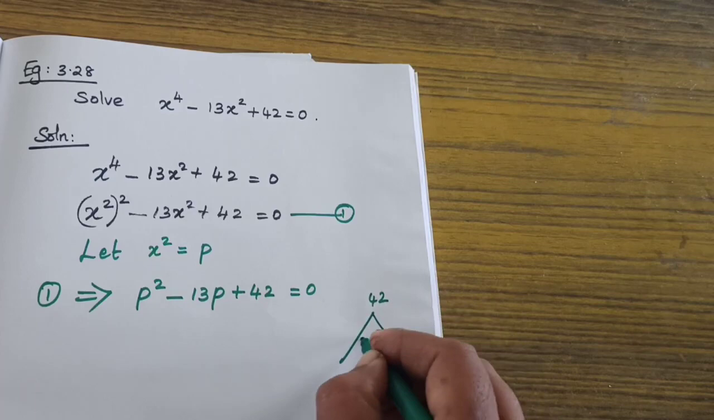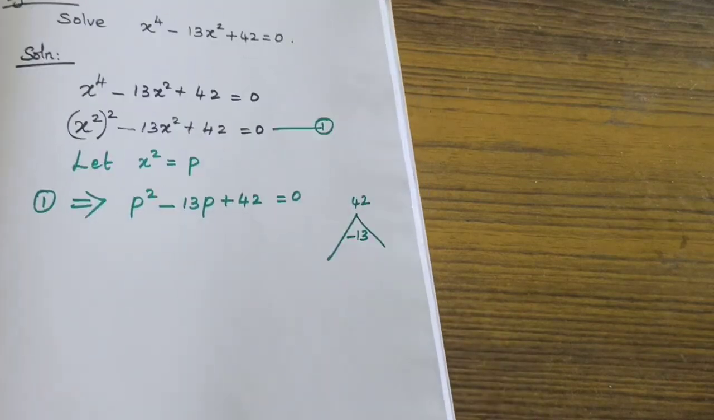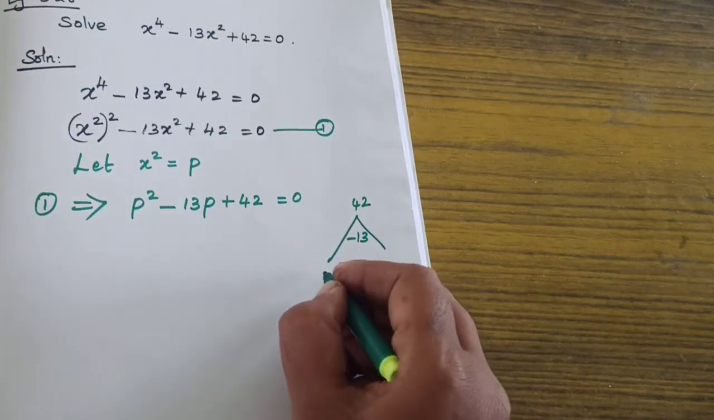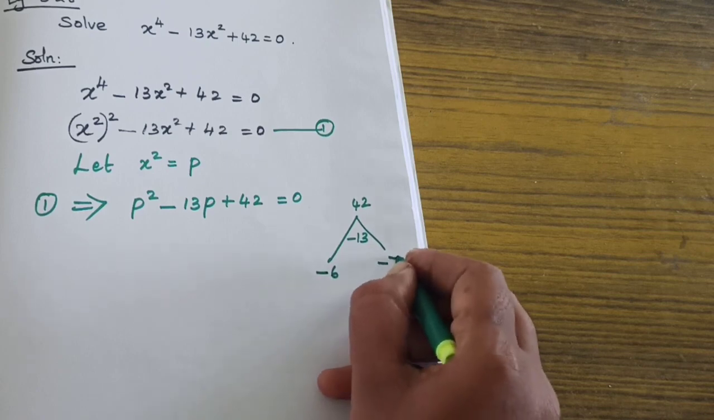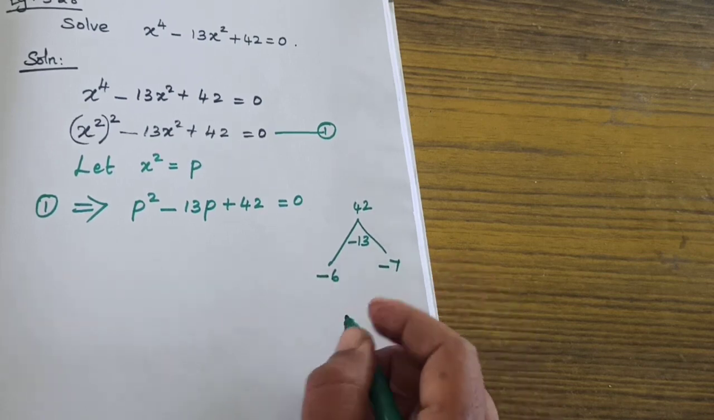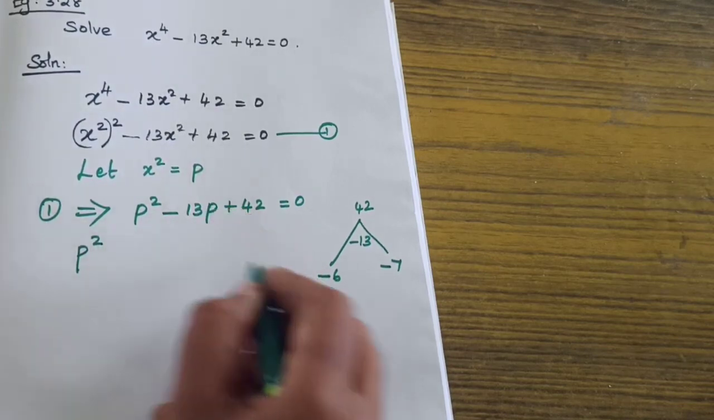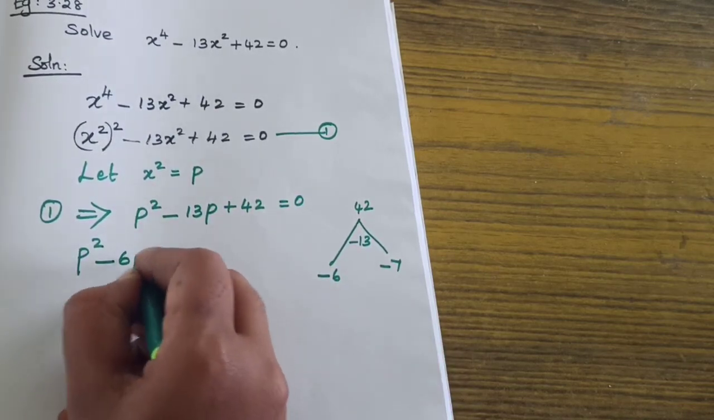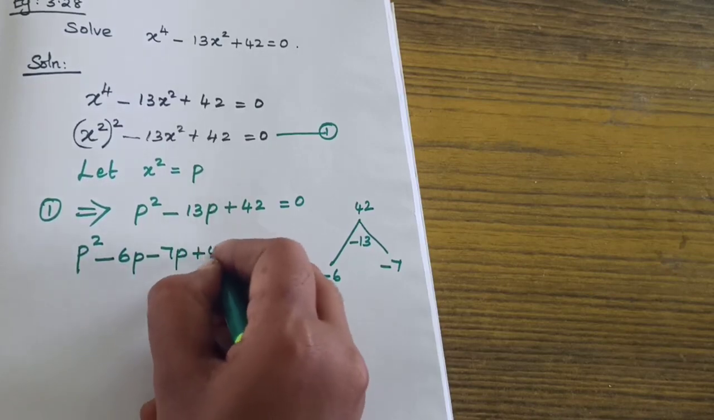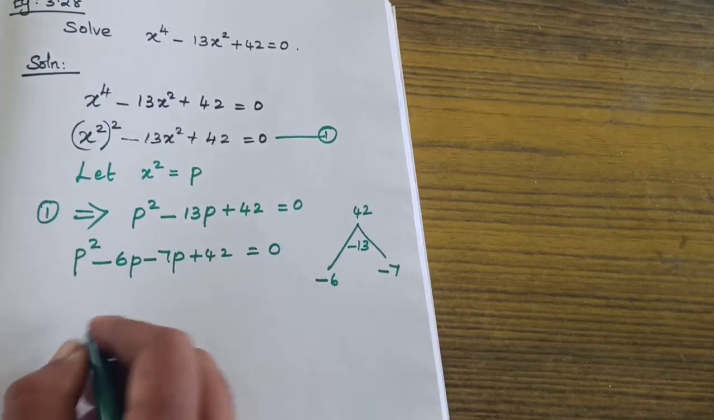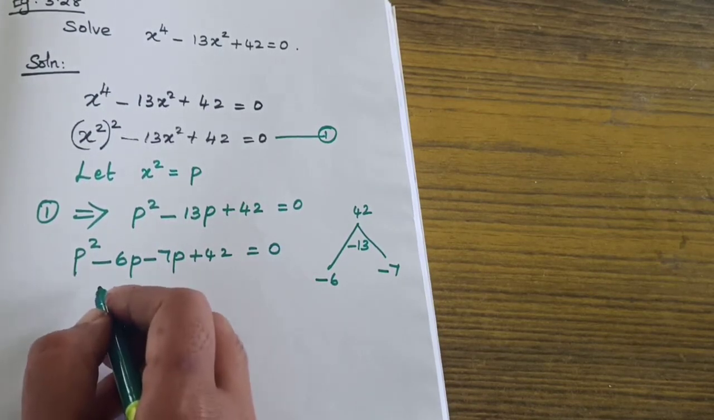Multiplication factor is 42, addition factor is minus 13. Can you guess the numbers? Minus 6 and minus 7. Okay. Now write this. Steps needed. p², in the place of −13p we need to write it as −6p − 7p + 42 = 0. Then two terms you need to take common outside.